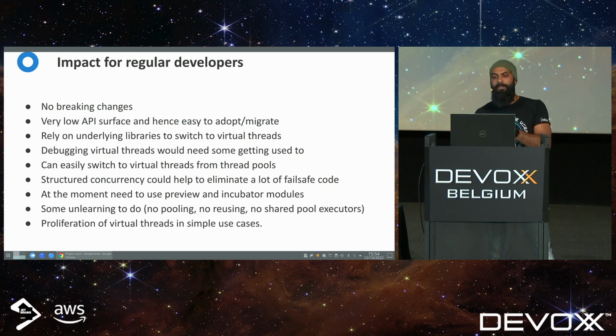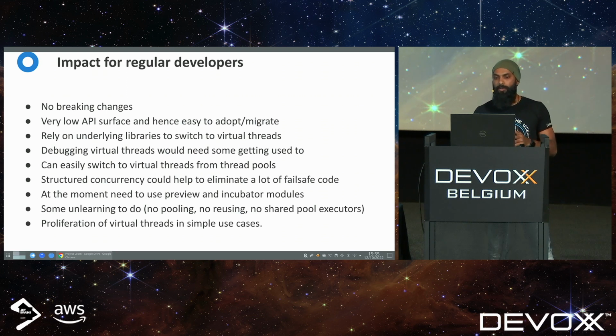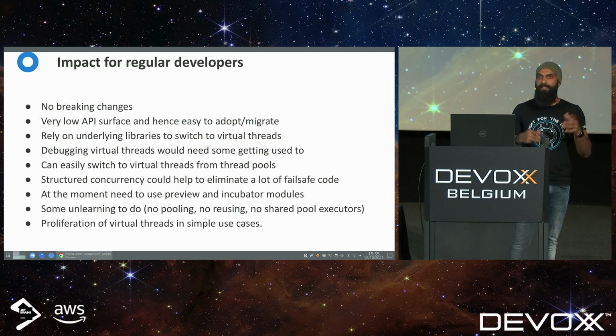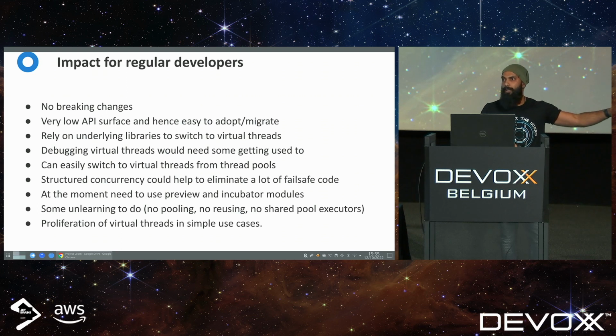Don't use virtual threads with shared pool executors. Use the virtual thread per task executors. So you need to unlearn those kinds of things. So you don't use regular executors. And virtual threads are so cheap, so you have to learn to start using them more. Because today, platform threads are expensive, so we don't think of threads for every use case. You only go for threads if it is really required, because we know the complexities around that.